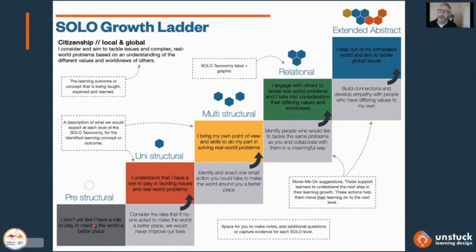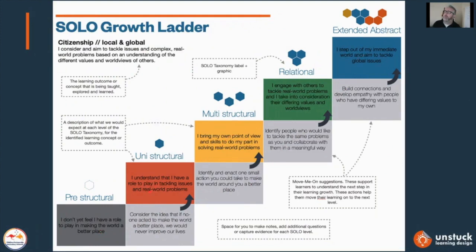So what we've then done, and we've done this for each of the 8 capabilities, is we've written in the first person a descriptor of what that might look like. So for example, here we've got, I don't yet feel I have a role to play in making the world a better place. That would be what we call pre-structural, the bottom of our ladder. Then we've got, I understand that I have a role to play in tackling issues and real-world problems, up to I bring my own point of view and skills to do my part in solving real-world problems, to I engage with others to tackle real-world problems and take into consideration their differing values and worldviews, up to I step out of my immediate world and aim to tackle global issues. So you can see this ladder is progressively more complex.